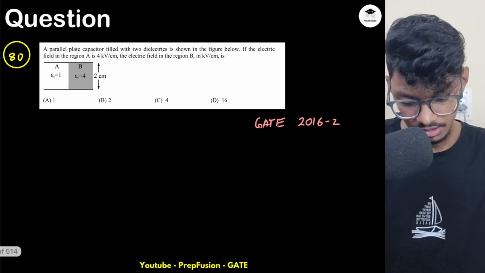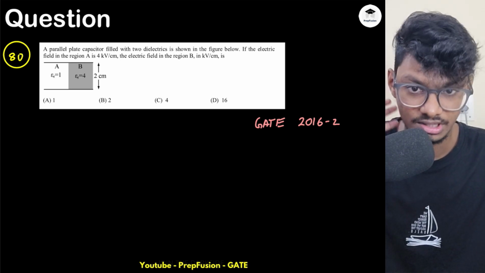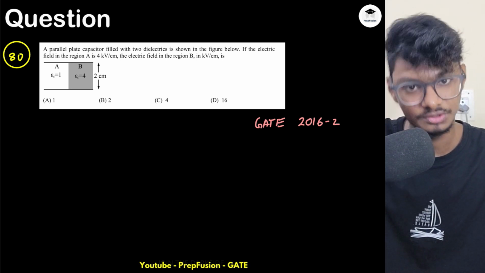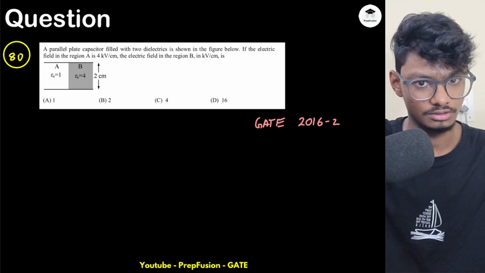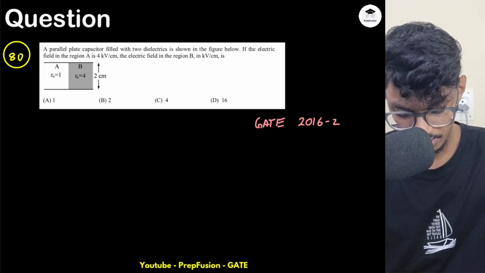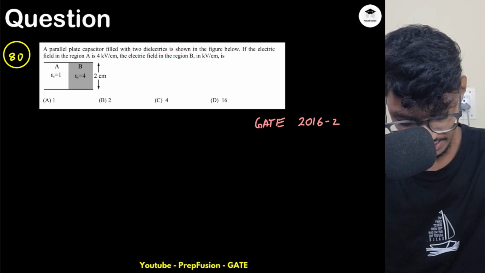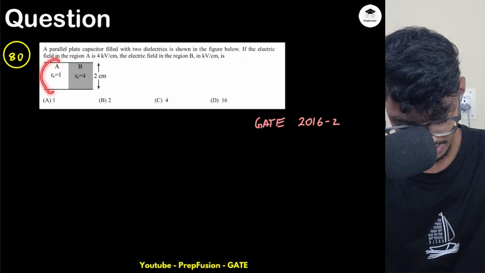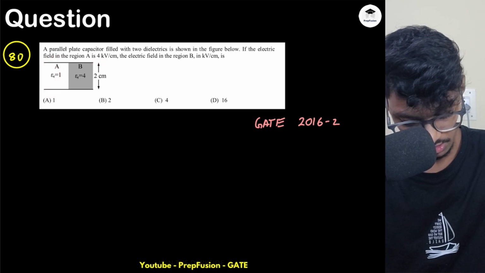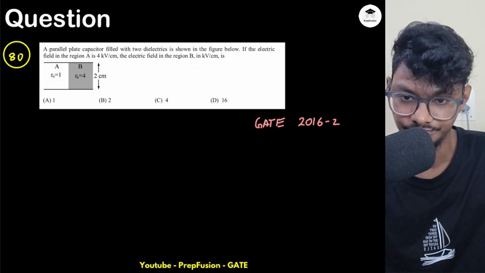Now a parallel plate capacitor like this. You might say, sir, we haven't studied capacitors, how will I be able to solve it? Yes, you will be able to solve it without even knowing capacitors. Just understand it as two sheets of paper. A parallel plate capacitor filled with dielectrics is shown below. If the electric field in region A is 4 kilovolt per centimeter, then the electric field in region B will be?